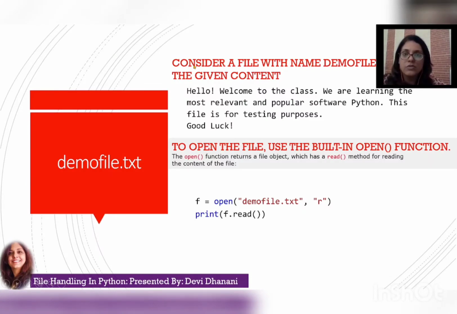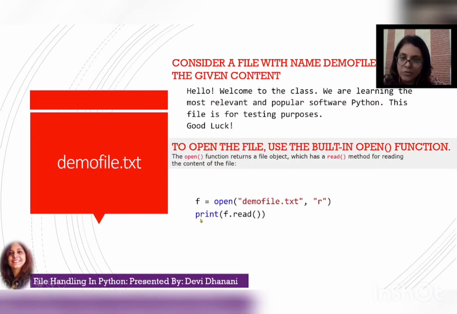So as you have seen, the file demo file.txt consists of this text: hello, welcome to the class. We are learning the most relevant and popular software Python. This file is for testing purposes. Good luck. So we used this particular statement to open the file.